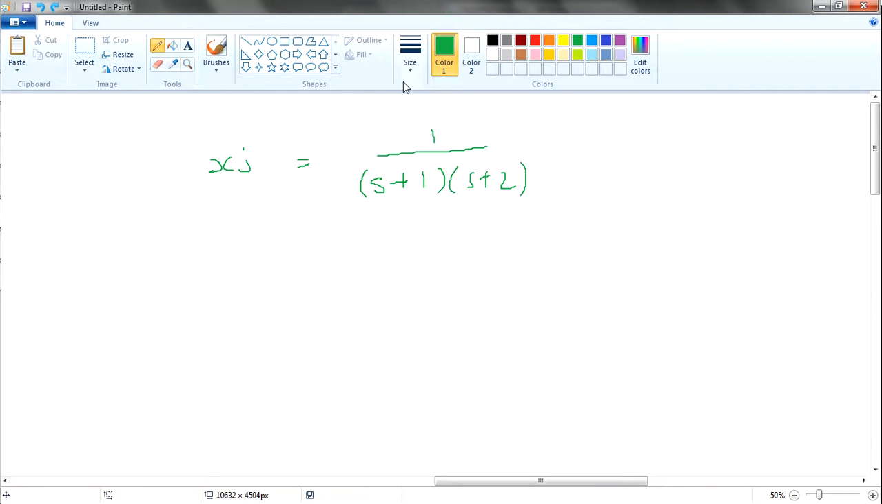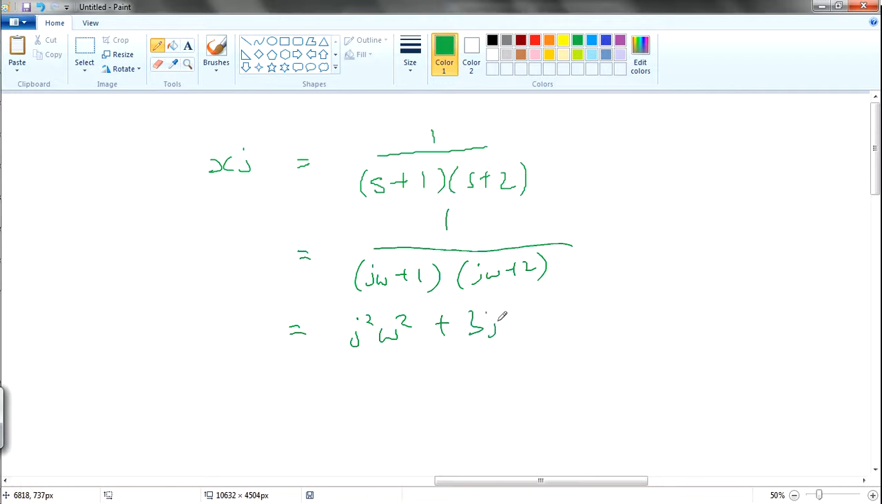So let's take some assumption that this is some complex number that we want to find. The next thing we need to do is to sub in s equals j omega. So it's j omega plus 1, j omega plus 2. And then let me expand it. So I have j square omega square plus 3j omega plus 2. And this will be 1 divided by that.